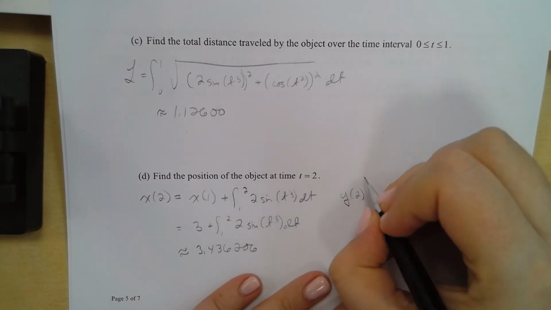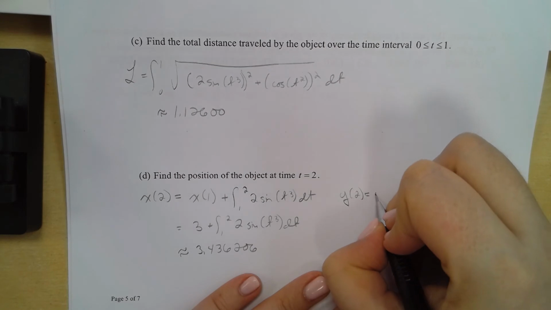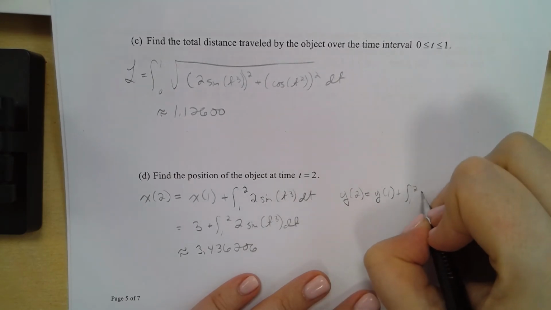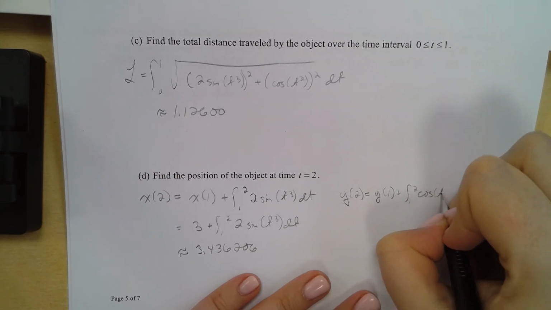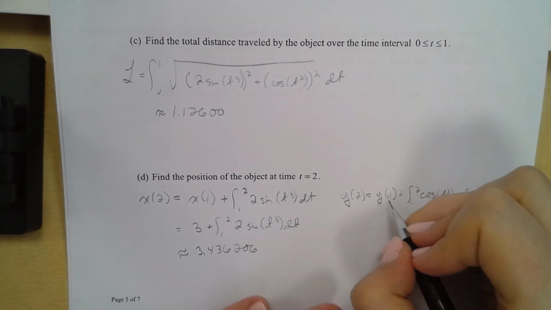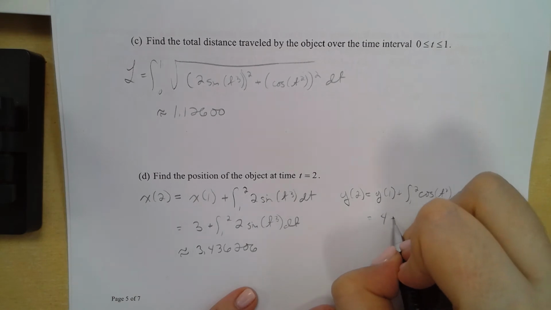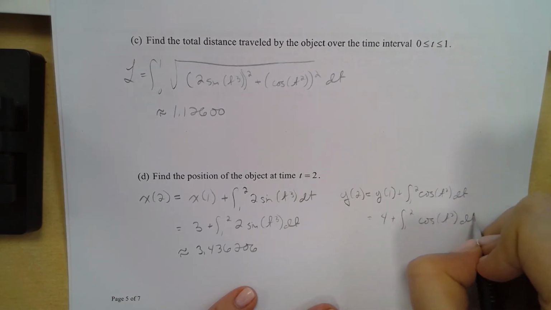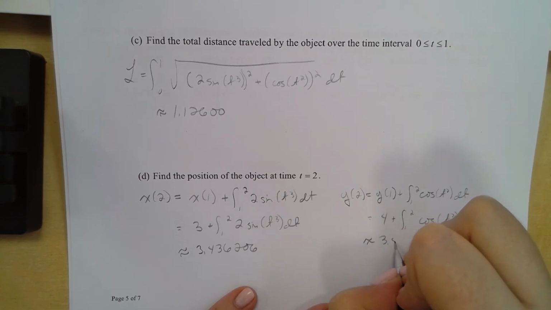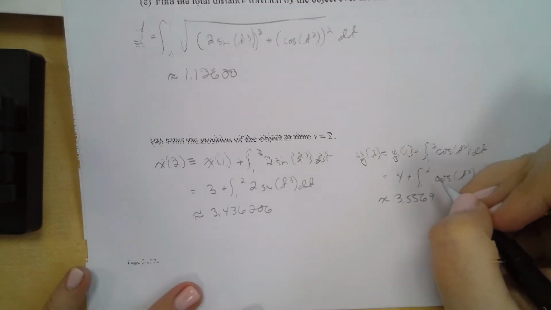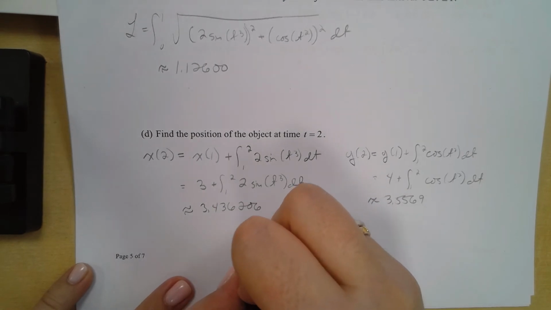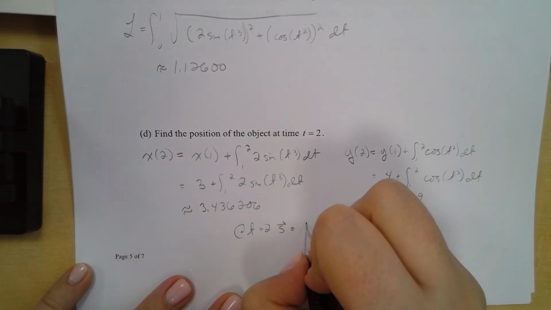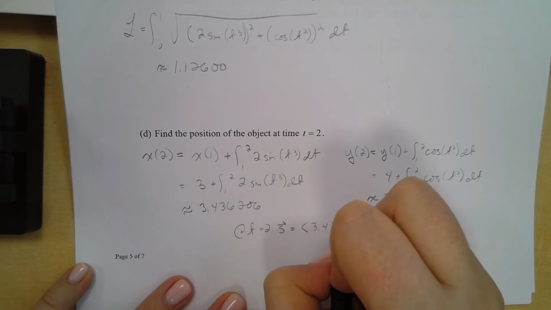Now I can do the same thing with y. So y of 2 is going to be equal to y of 1 plus the integral from 1 to 2 of cosine of t squared dt. And this is going to be 4 plus that integral, which becomes approximately 3.5569. So at time t equals 2, our position vector is equal to 3.436, 3.557.